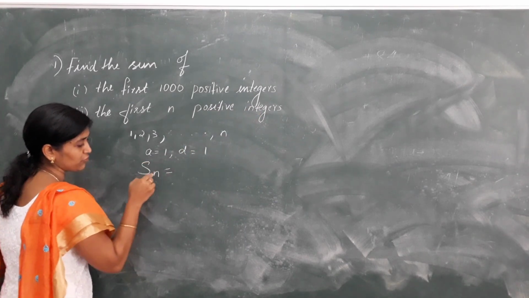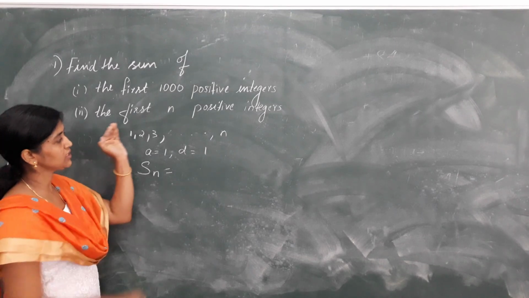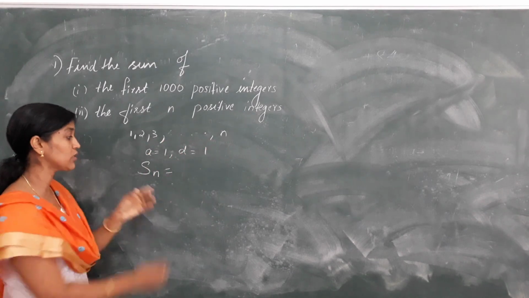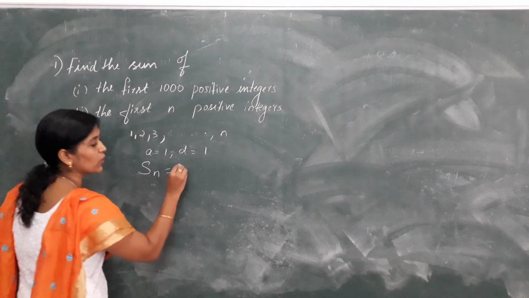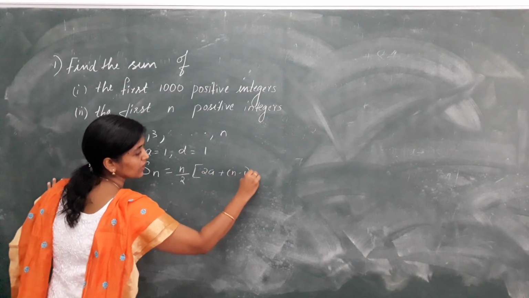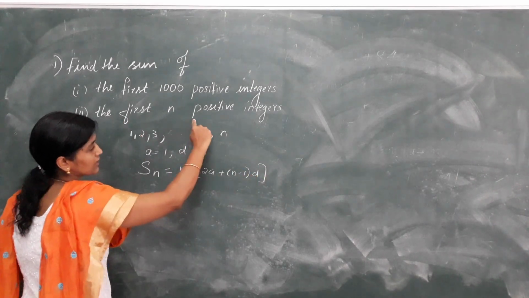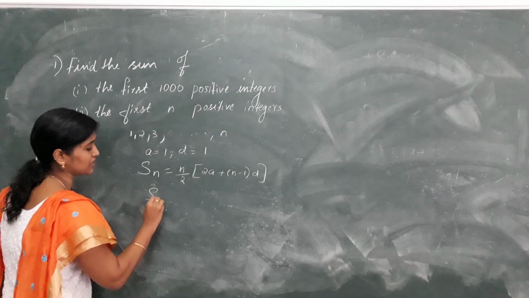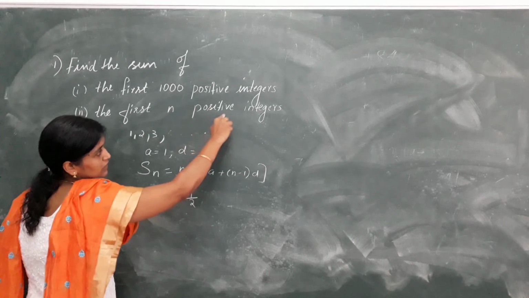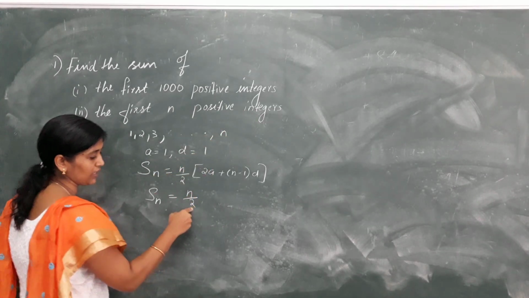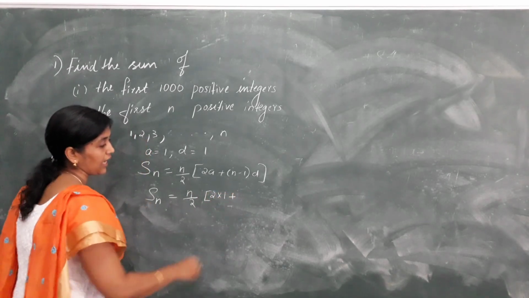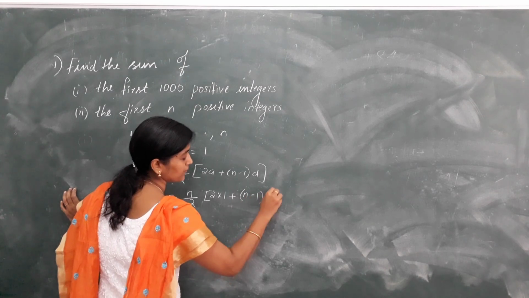These integers form an AP, because the common difference is the same everywhere. So you can use the formula of the AP: Sn is equal to n by 2 into 2a plus n minus 1 into d. Now, since we are asked to find the sum of the first n positive integers, again it is denoted as Sn. The value of n is not given, so n equals n itself: n by 2 into 2 into 1 plus n minus 1 into 1.